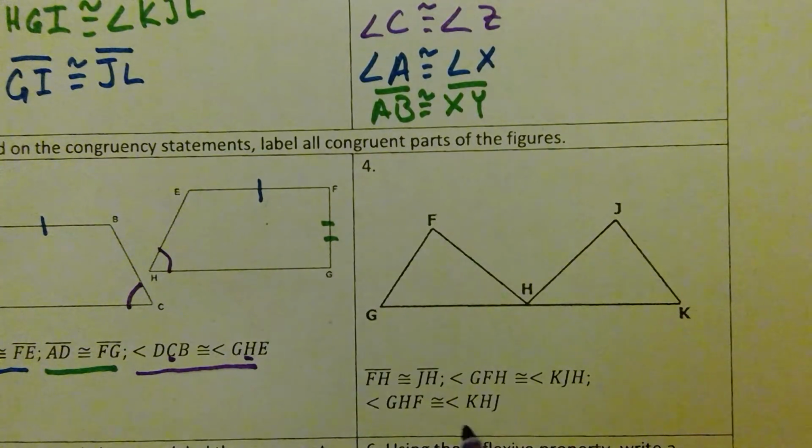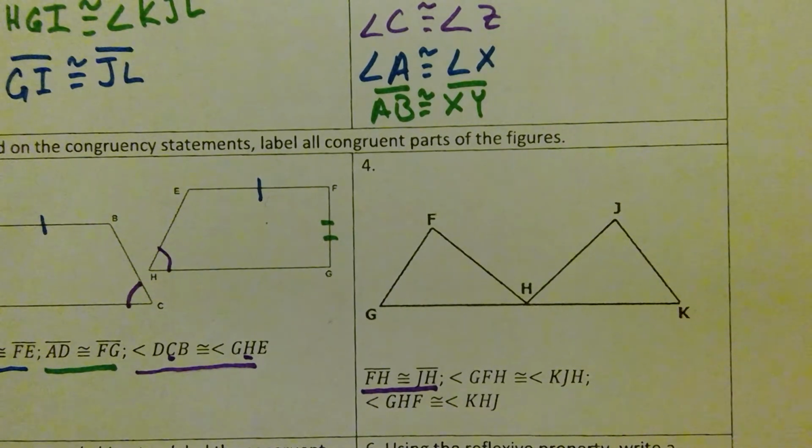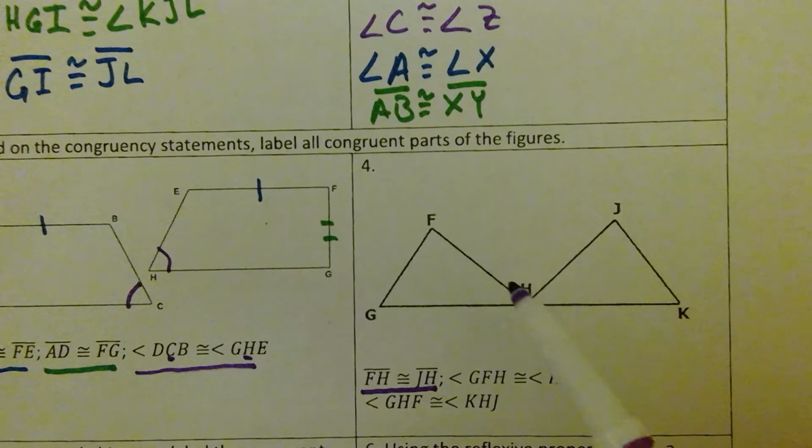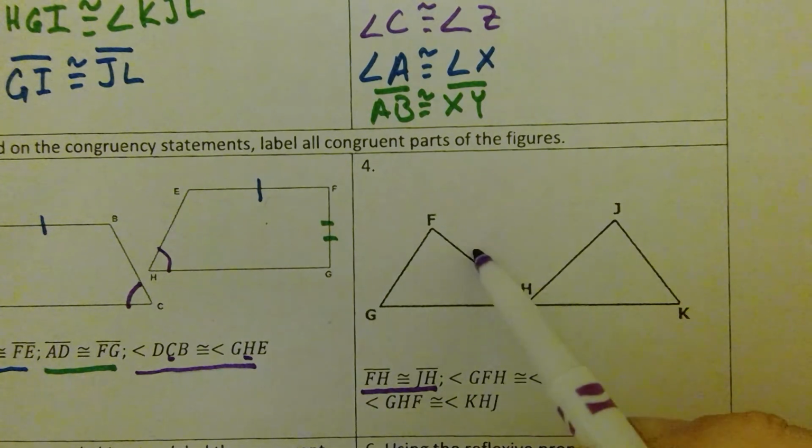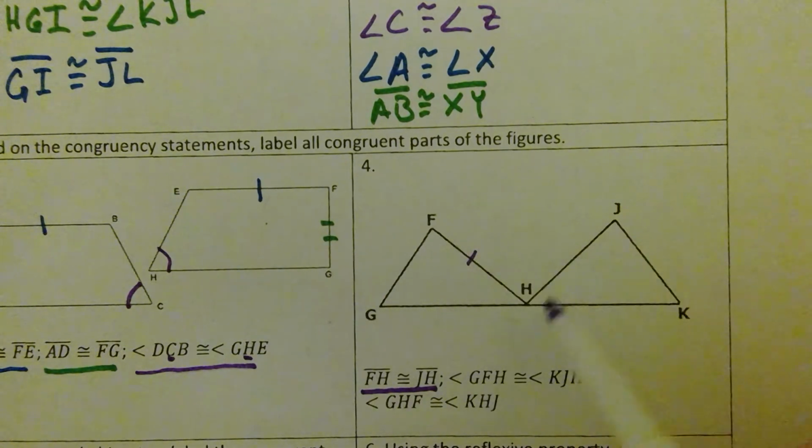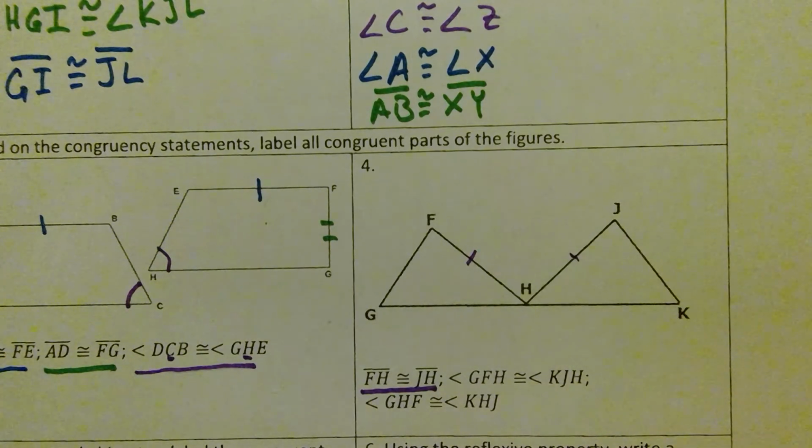So let's start with FH is congruent to JH. Since those are sides, we're going to go ahead and find those and start with 1 mark on them. So here's FH, 1 line, and we've got JH. We'll put another line. Okay, so those markings will show us that FH and JH are in fact congruent sides. Let's go look at our next pair of congruent parts.